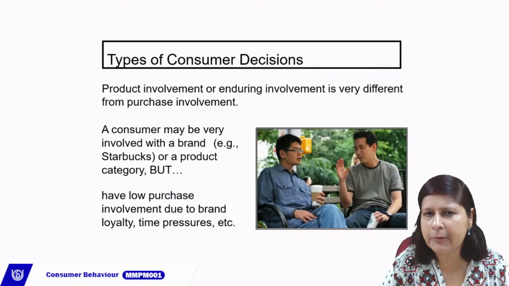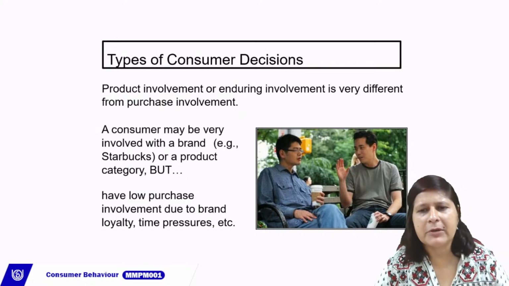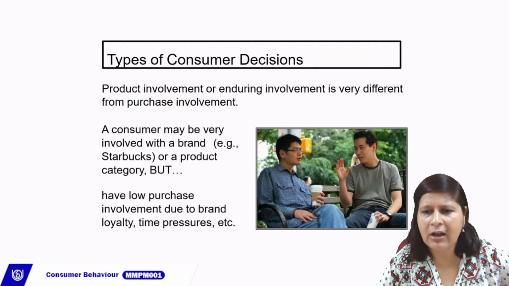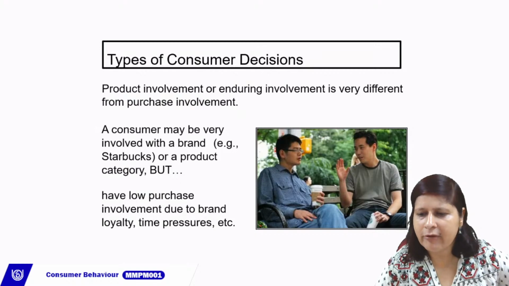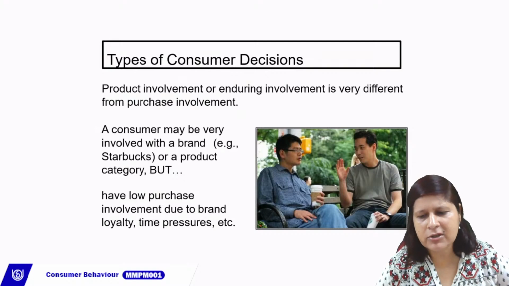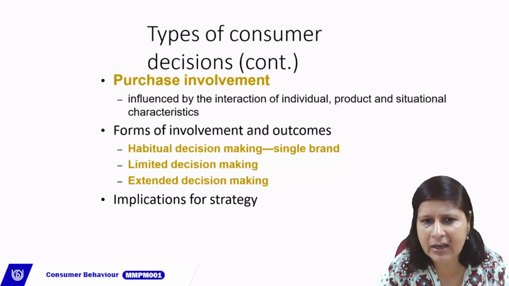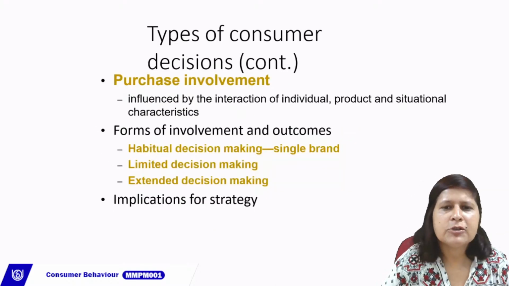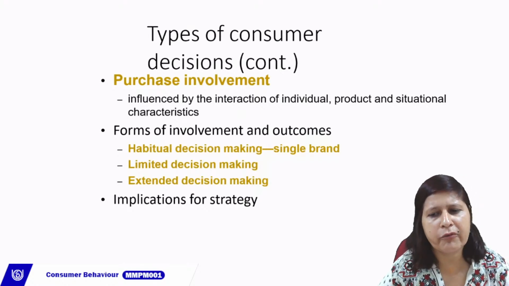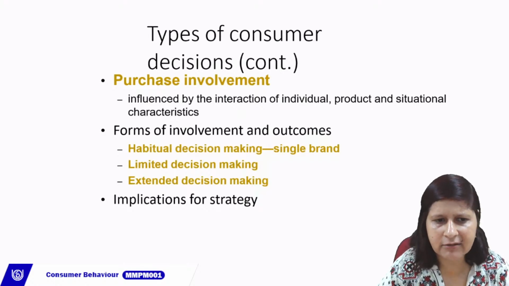You might be involved in the product, you might like to know about the product or the brand, but not in the purchase involvement, that I would like to buy a product of a certain specific company. That is, I am involved in the product, right? But not in the purchase involvement, because it could be because of time pressure, brand loyalty, or any other thing, right? So purchase involvement is influenced by the interaction of individual, product, and situational characteristics, right?